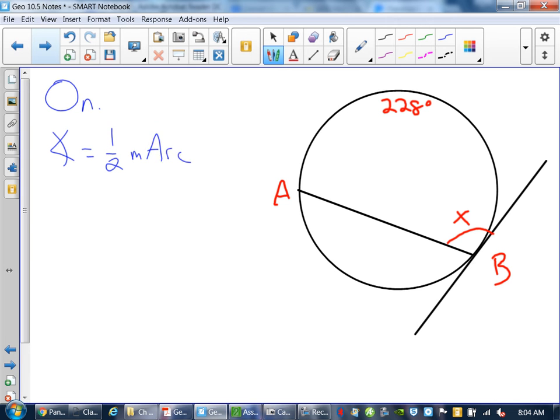Which is going to be 114. So that means my angle is going to equal half of 228. And there you go. Outside, inside, on. That's all you've got to know.